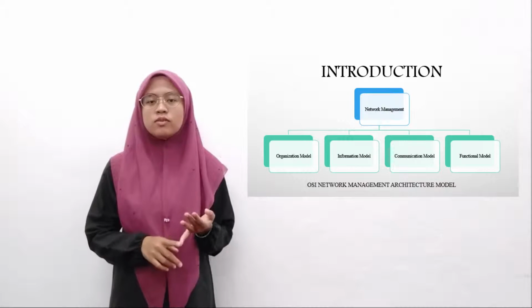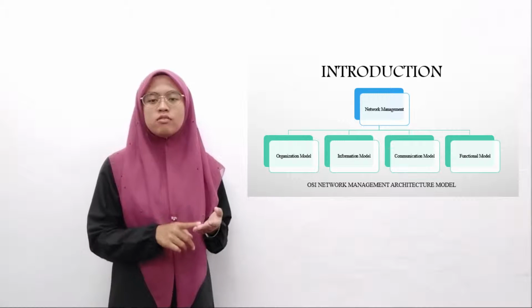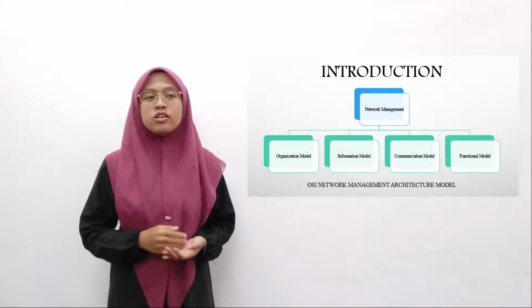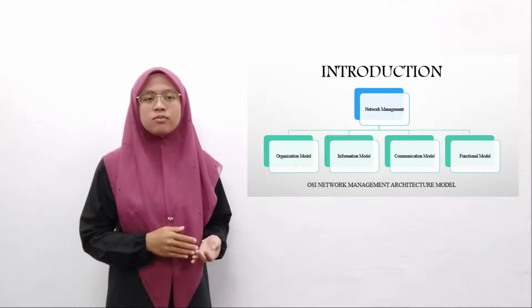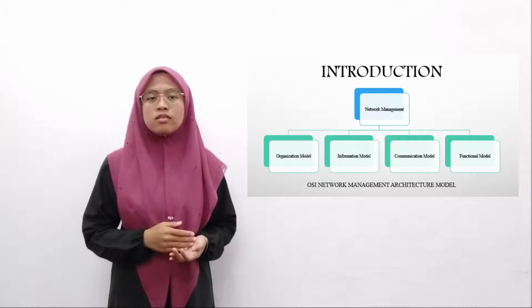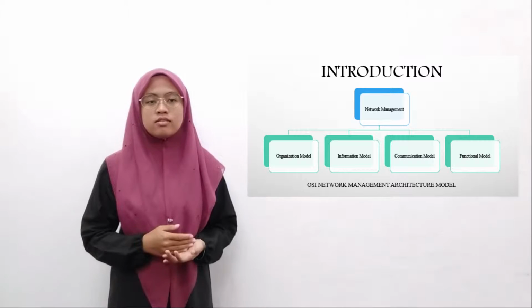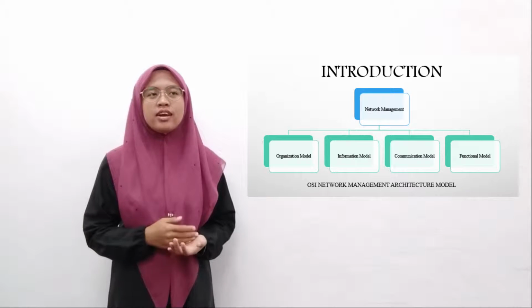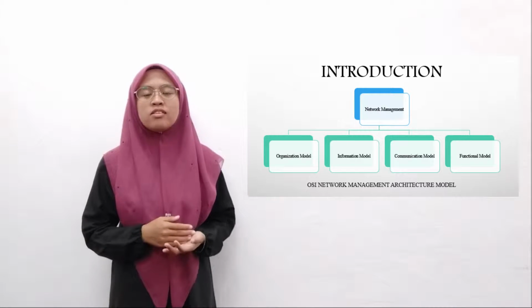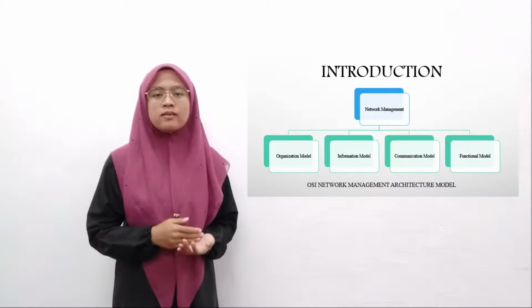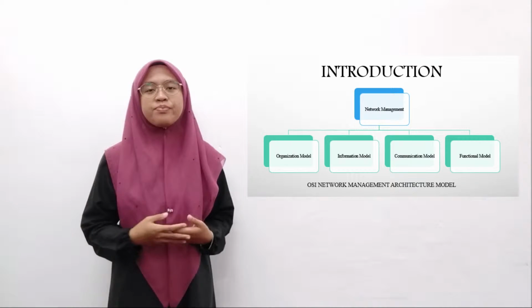For the overall introduction of network management, the OSI network management architecture model consists of four models: the organization model, information model, communication model, and functional model. The first model, the organization model, describes the components of a network management system, function, and its infrastructure. It's also defined in the ISO OSI system management overview, such as object, agent, and manager.